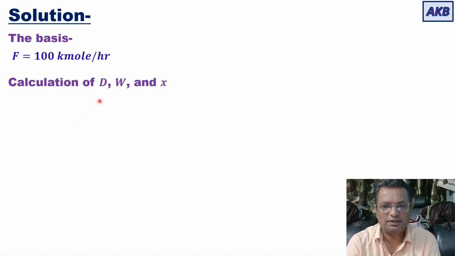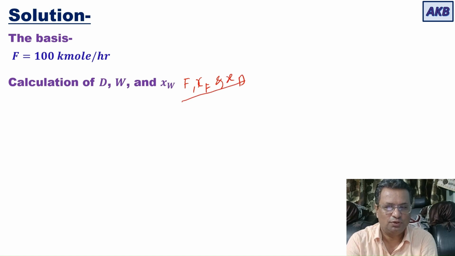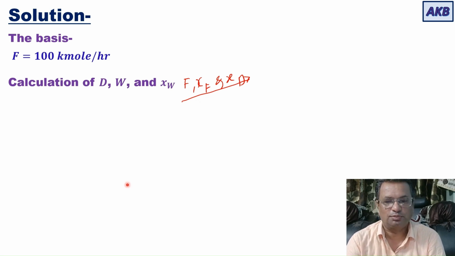First step is we will calculate D, W and xW. Out of the 6 quantities that are associated with this calculation, 3 are F, XF and XD. These are known to us, and we have to calculate the remaining 3, that is D, the molar flow rate of the distillate, W, the molar flow rate of the bottom product, and xW, that is the mole fraction of A in the bottom product. Okay, so let us start.